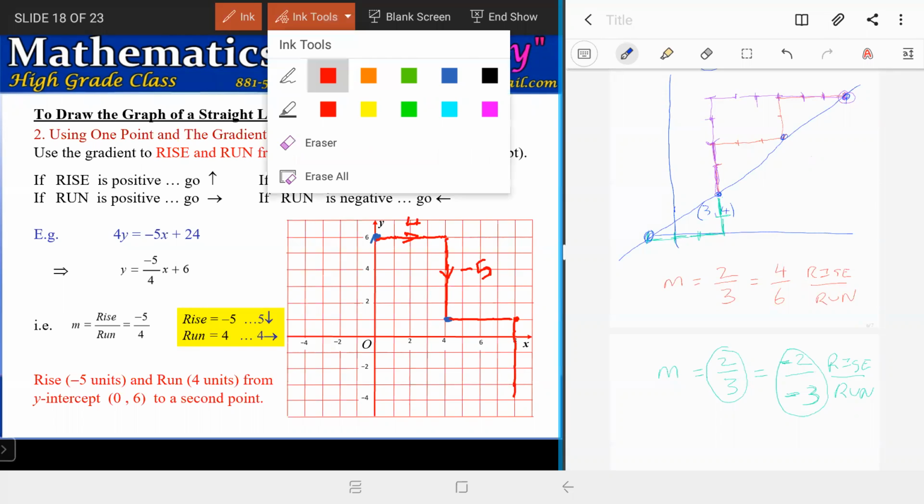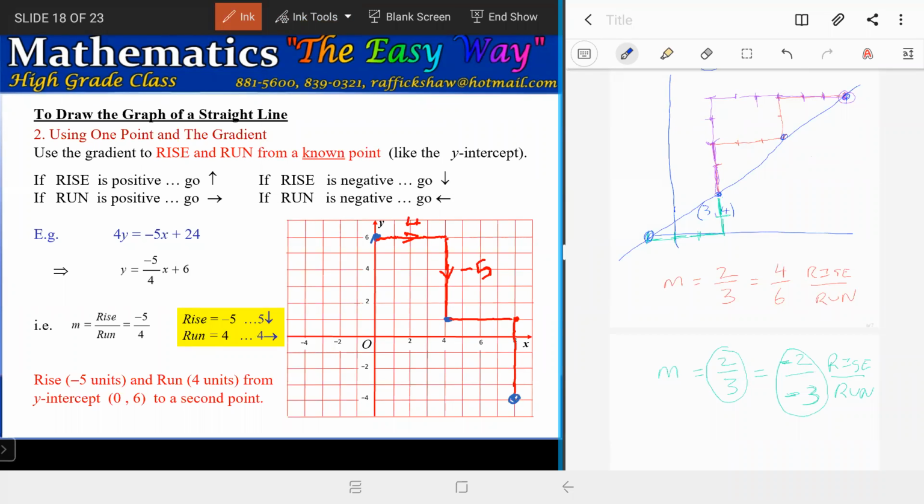So I get back to the same exact point that I had when I did the rise first. And the same lines there. One straight line. That's it. That's my line. I have drawn this line using the gradient and a point. I didn't have to calculate anything.